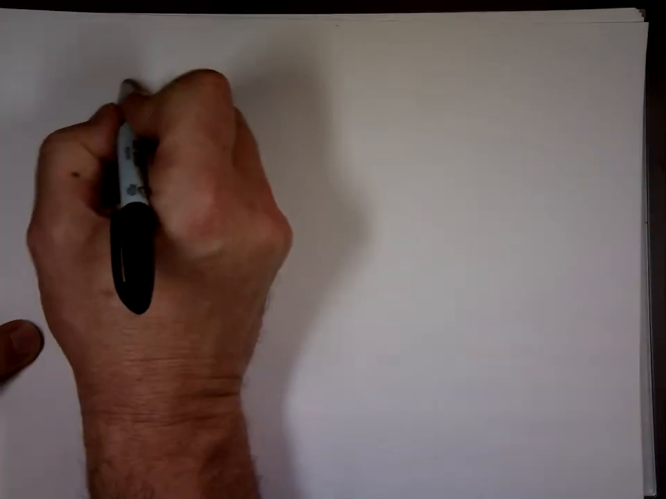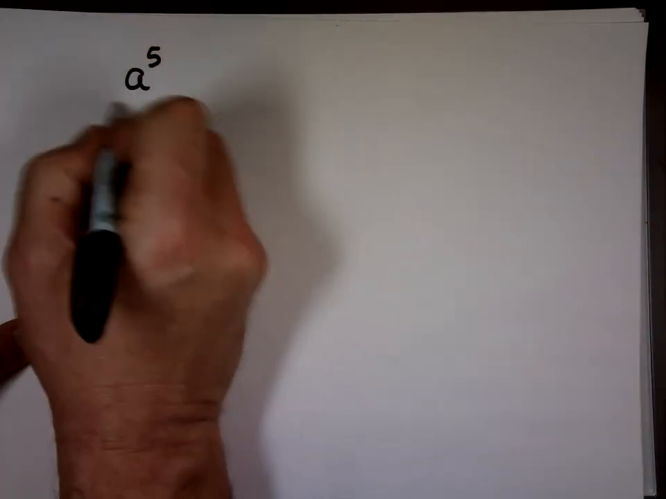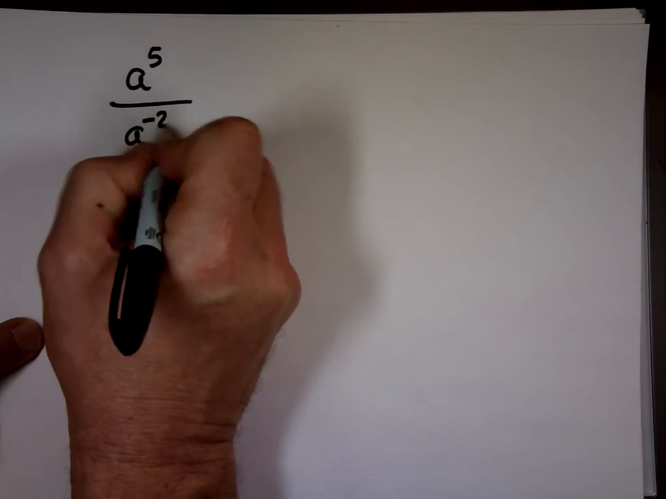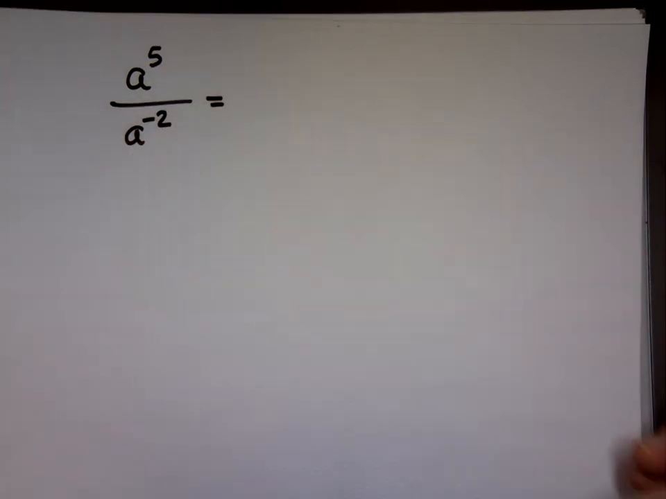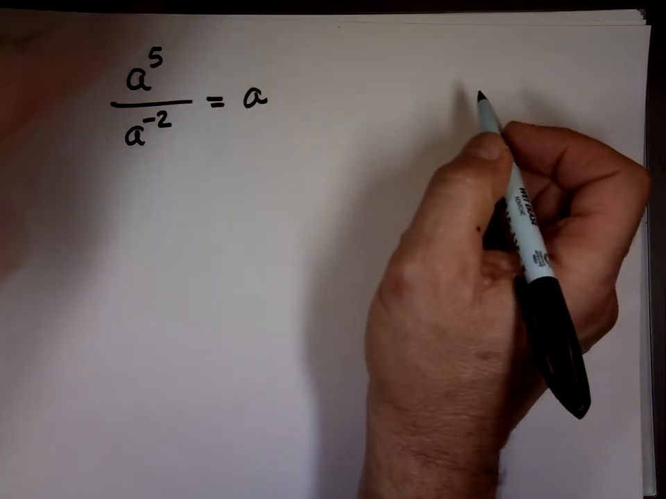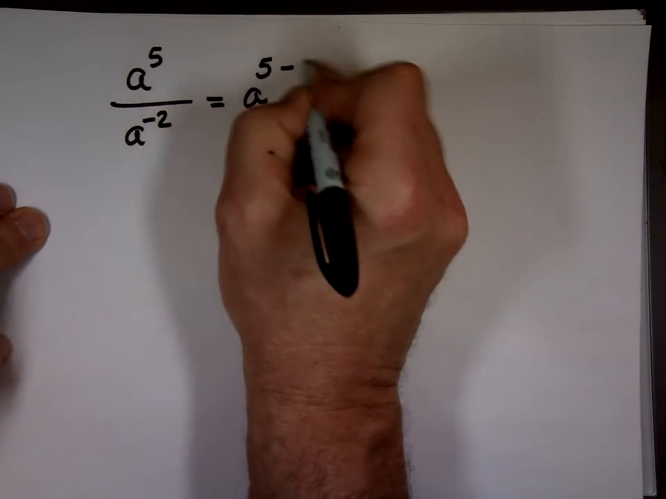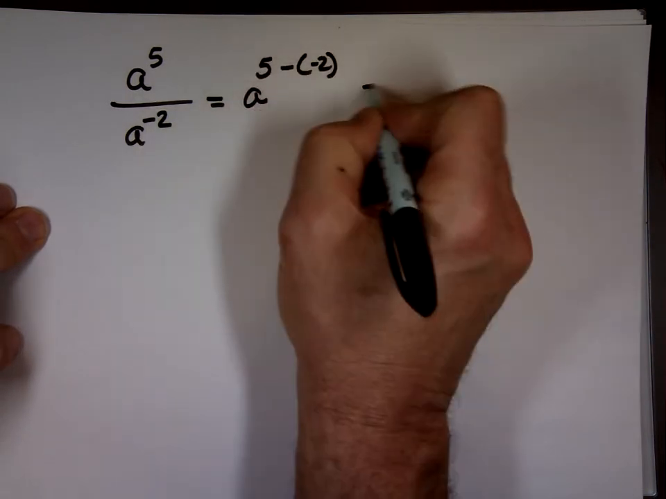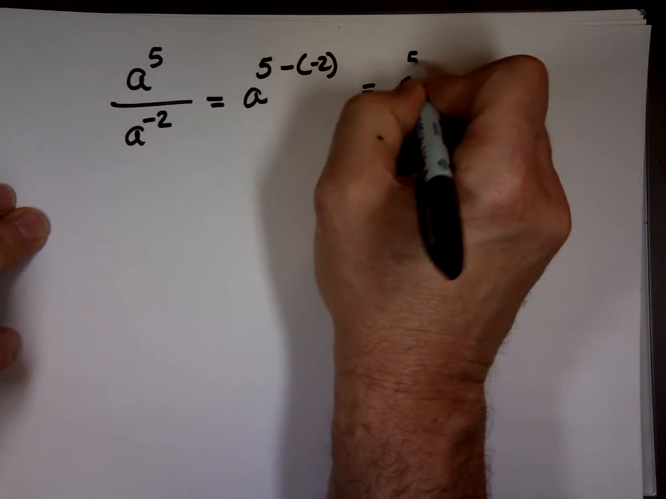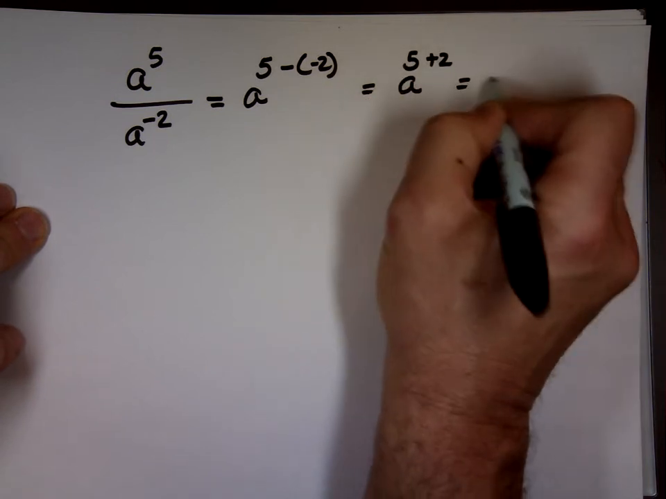A to the 5th over a to the negative 2. We said the answer is what? Since you have division, what do you do with the exponents? Subtract them. So 5 minus a negative 2, which is what? 5 plus 2, which is a to the 7.